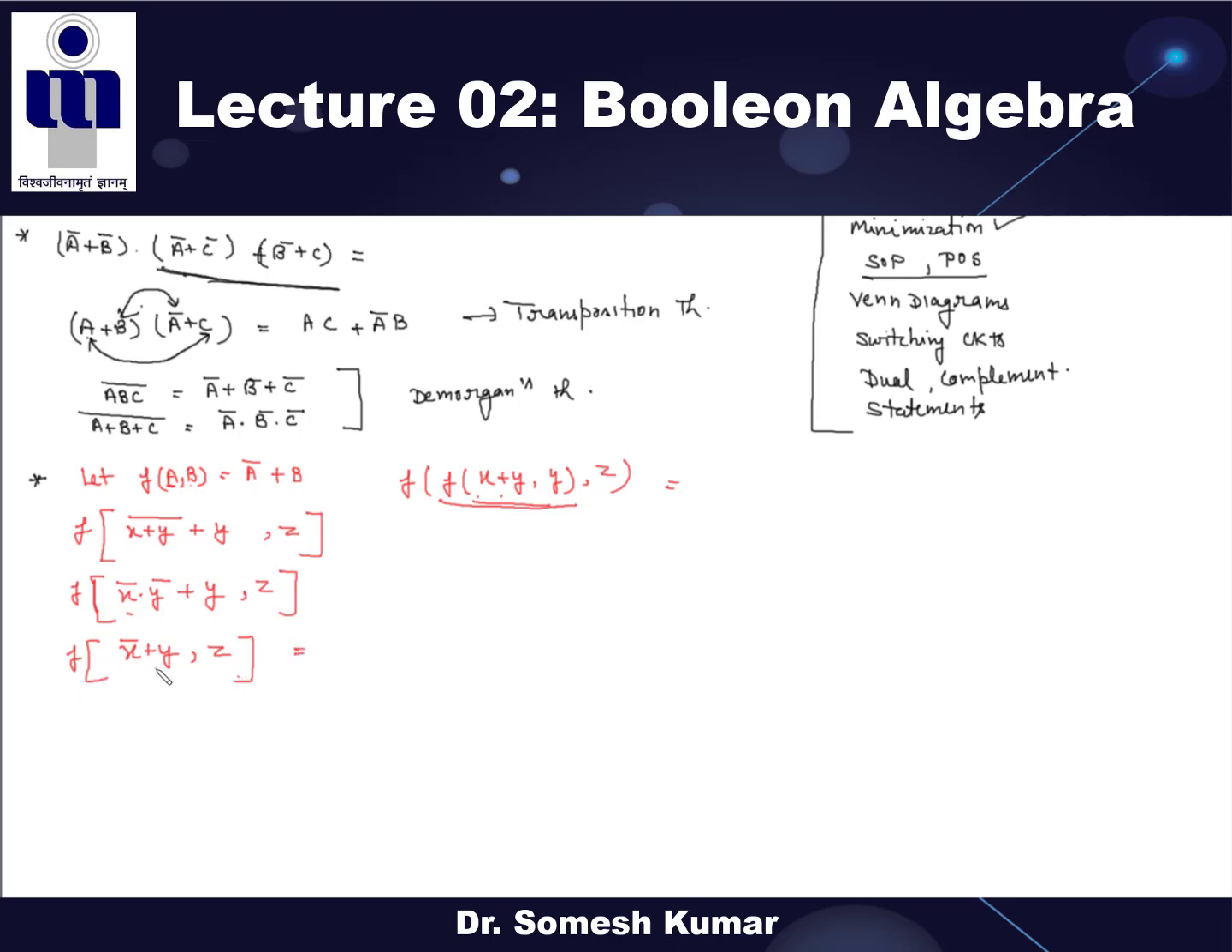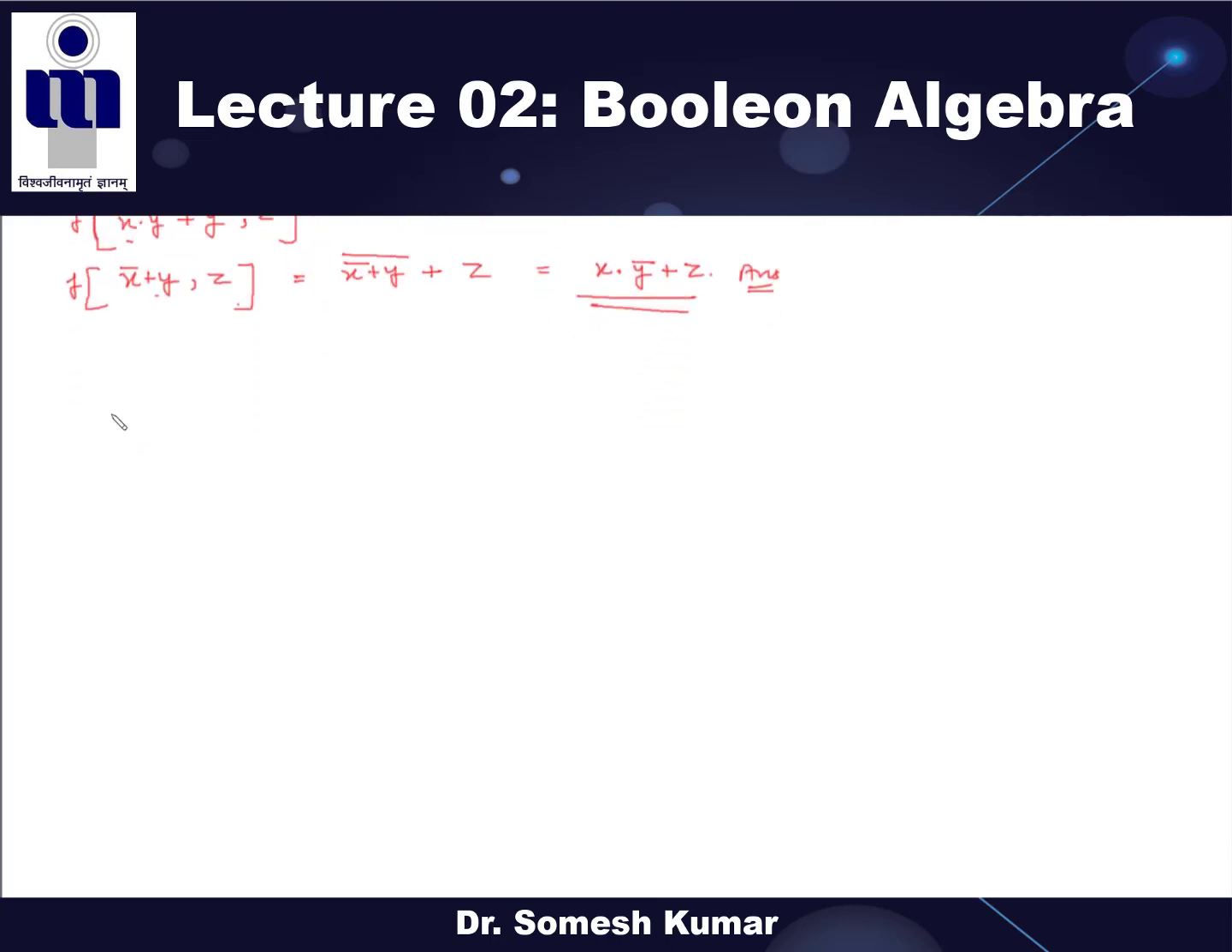Now there are two terms only, so how can we solve these two terms? (x bar plus y) whole bar, plus z. Now according to De Morgan's theorem, if you open the first term, it comes x dot y bar plus z. So this is the answer. Now we will discuss the SOP form.